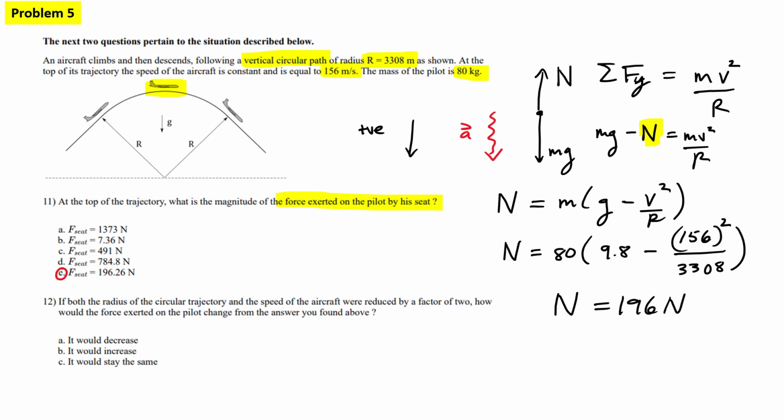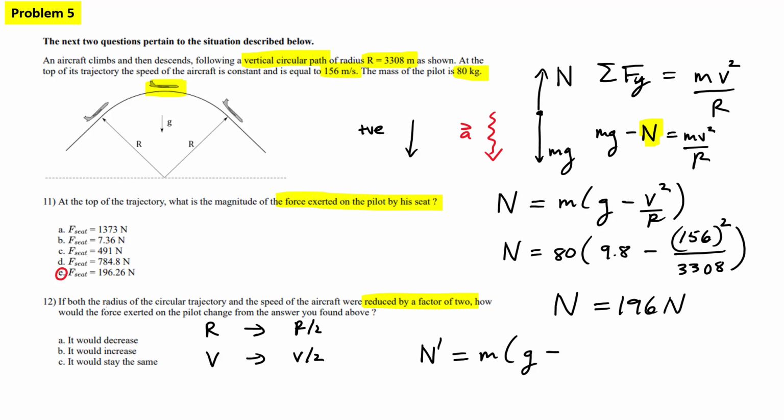All right, so the next question says, if both the radius of that trajectory and the speed were reduced by a factor of 2, how would the force exerted on the pilot change? So let's think about it. We started with R and V, and now we want to cut R in half, and we want to cut V also in half. So let's see what happens to this expression for this new normal force. I'll call it N prime. Well, this is the expression. The mass doesn't change. Little g doesn't change.